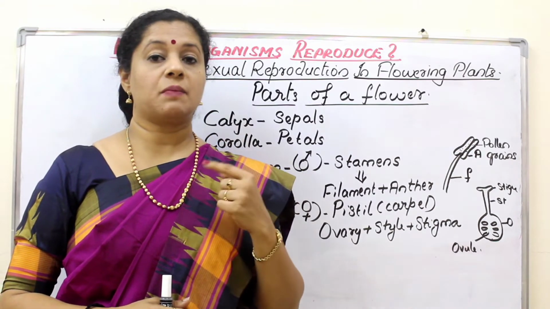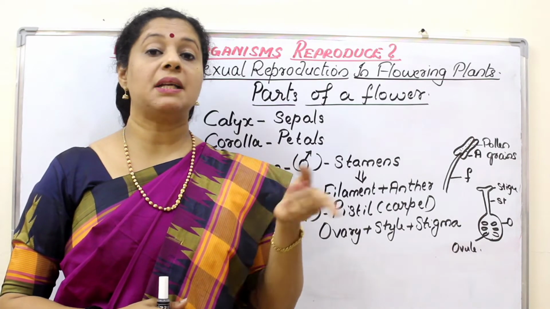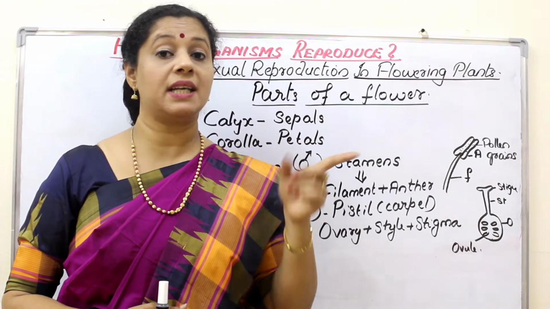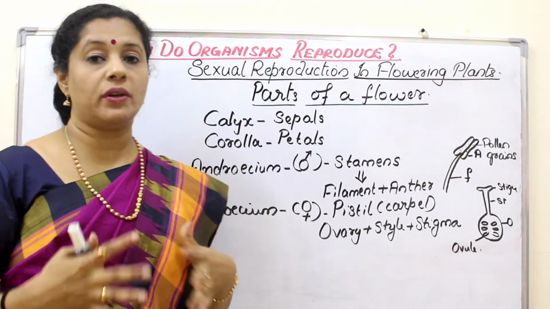So female gamete is present within the ovule located inside the ovary. The same way male gametes are present inside the pollen grain located inside the anther. Understood? These two are the main parts involved in reproduction.